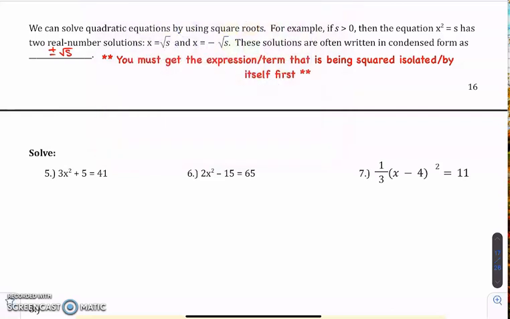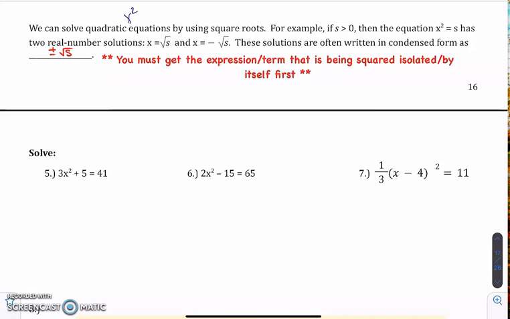Just like we undo addition with subtraction, and undo division with multiplication, we can solve quadratic equations with that x squared term using square roots. So, for example, if you've got some number s greater than 0, then the equation x squared equals s has two real number solutions. So when we take the square root of a number, it's a positive and negative value.